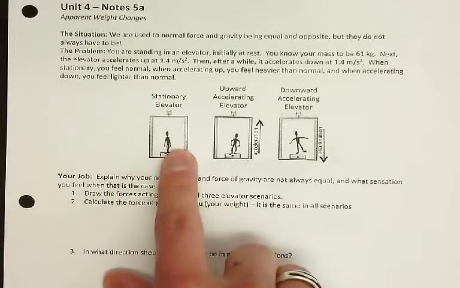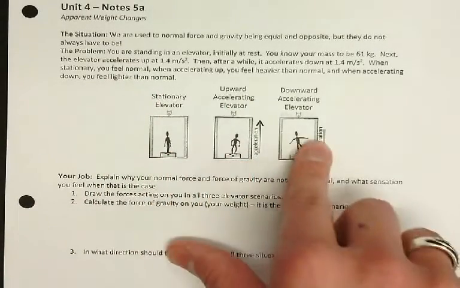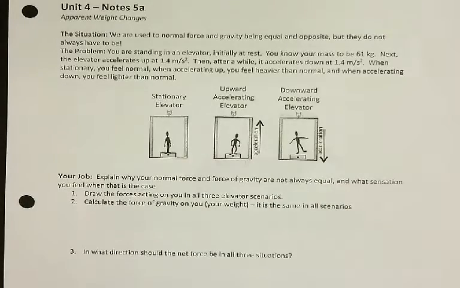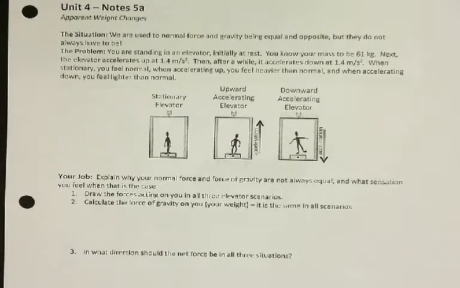So, when you're at rest, you feel normal. When you accelerate up, you feel heavy. When you accelerate down, you feel light. So, explain the normal force and the force of gravity are not always the same, and what sensation you feel when that is the case.